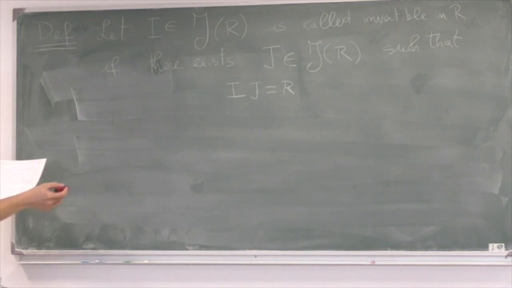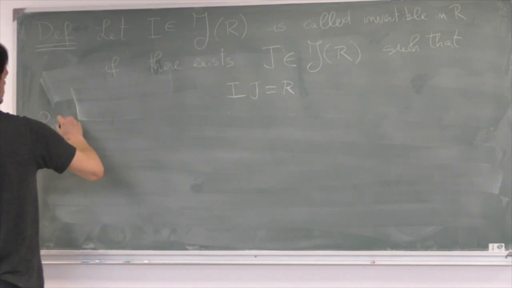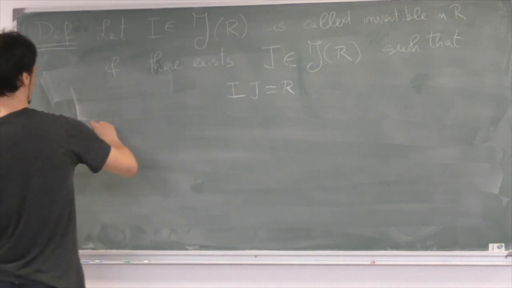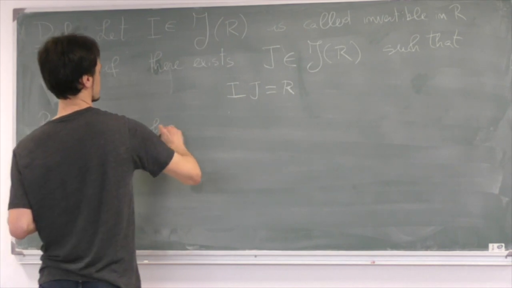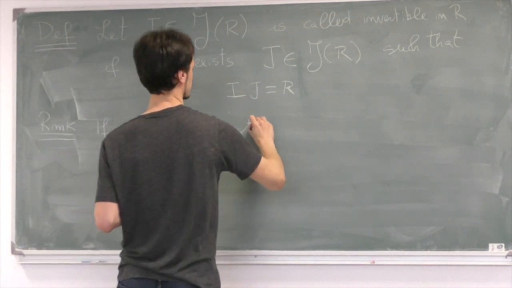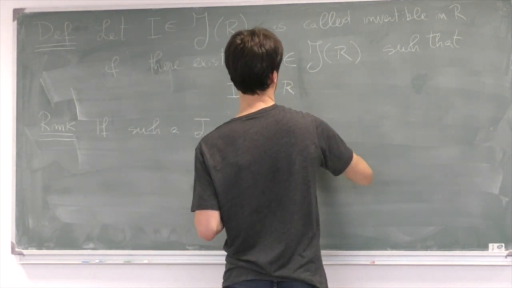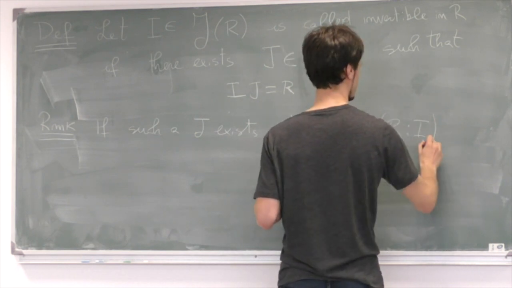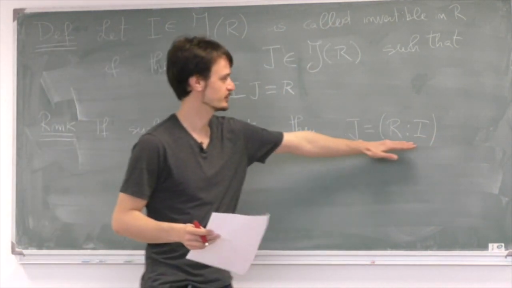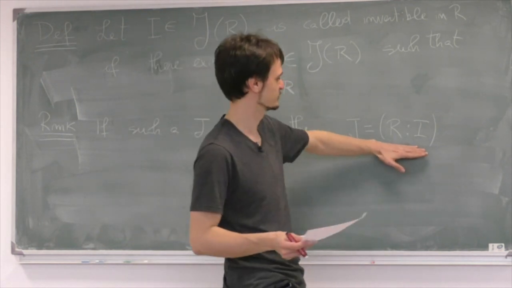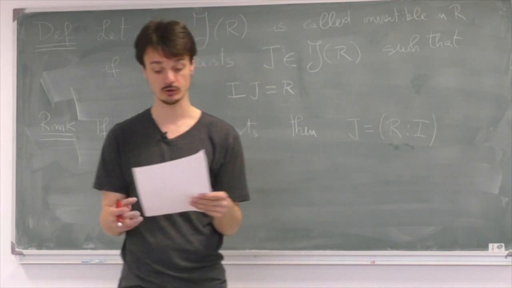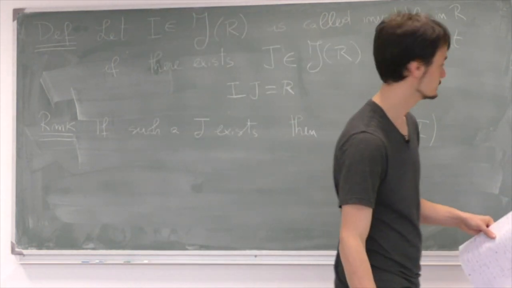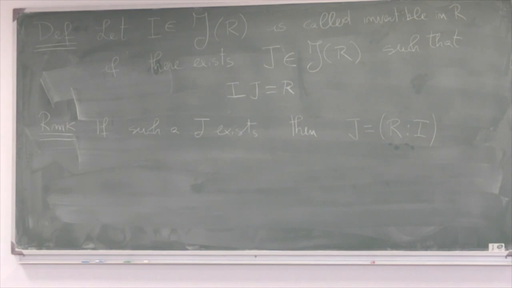Okay, and let me first make a little observation. If I is invertible, that is, such a J exists, then it must be equal to the colon ideal R colon I. It plays the role of an inverse, so the notation makes sense: J is going to be equal to R colon I. Okay? So now let me give you a quick lemma. A small property of invertible ideals.